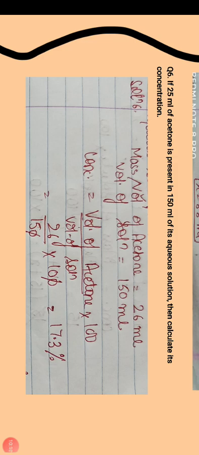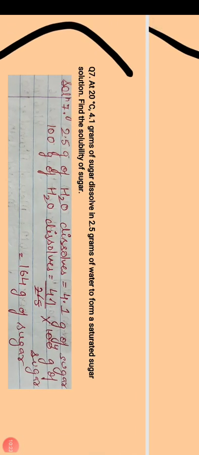So if 26 ml of acetone is present in 150 ml of its aqueous solution, then calculate its concentration. Now coming to the 7th question, it says that at 20 degrees Celsius, 4.1 grams of sugar dissolves in 2.4 grams of water to form a saturated sugar solution. So find the solubility of sugar.